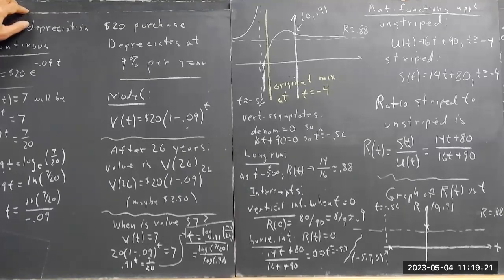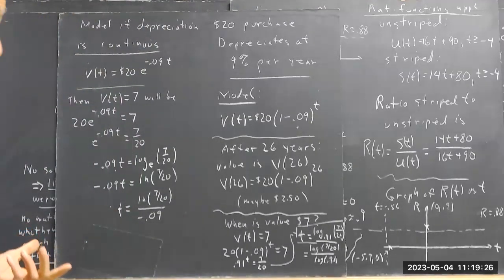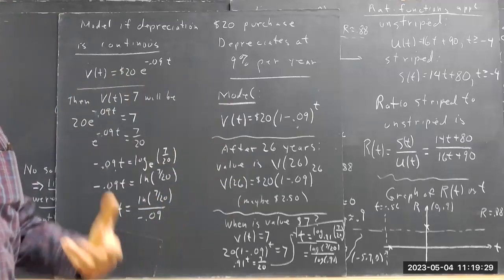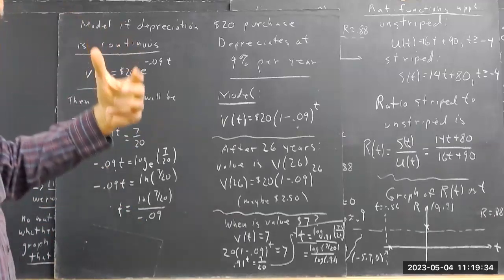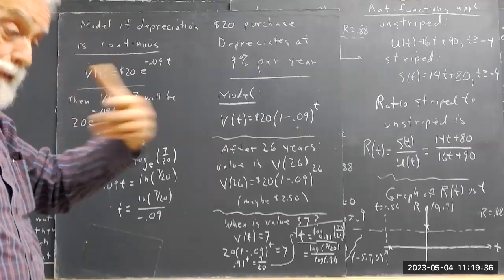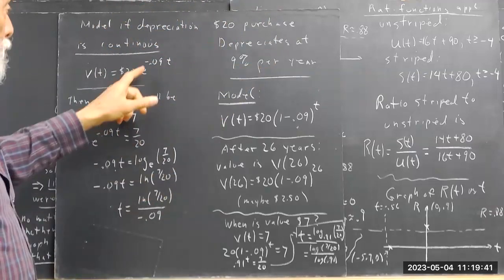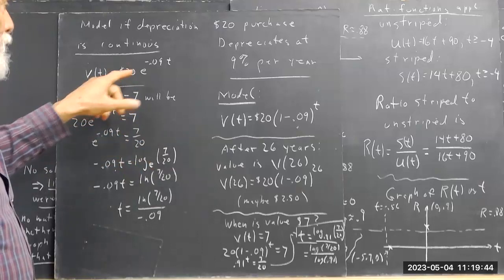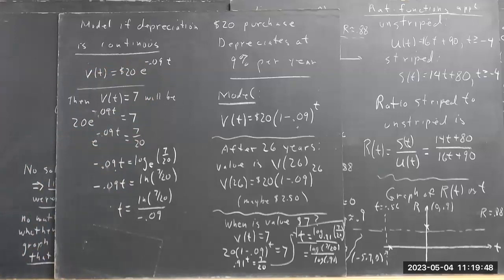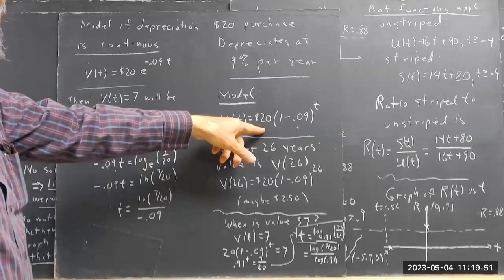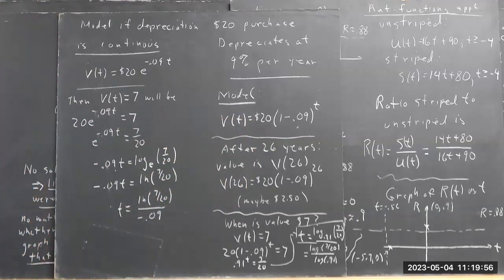All right. Well, let's see. Then we do the continuous model. Our growth rate is negative 0.09. Now, our continuous model is of the form A e to the R t, where R is the growth rate. So A e to the negative 0.09 t. So there's our continuous model. It's going to give us a result pretty close to this one, but it's going to decrease a little faster.